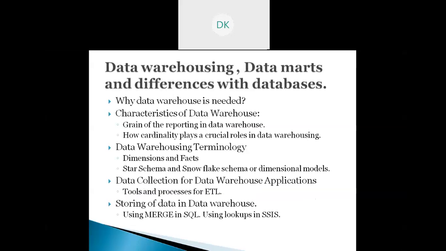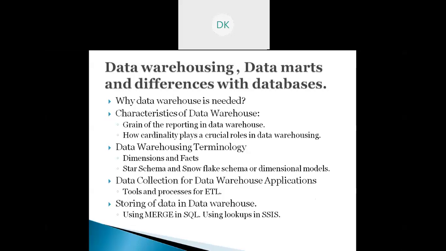So why a data warehouse is needed, characteristics of a data warehouse, grain of the reporting, how cardinality plays a crucial role. As I told, many to many, right? The many-to-many cardinality in data warehousing is a crucial one. You need to introduce hybrid tables, hybrid entities. Otherwise, the interlink between the measures breaks, since facts will have the measures. I'll explain all these data warehousing concepts in a separate end-to-end training as well.